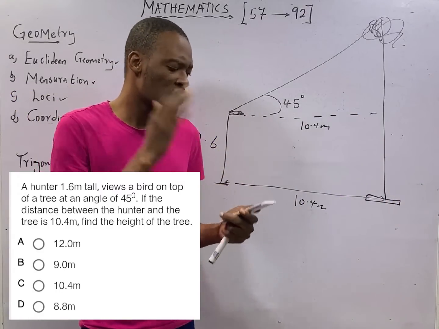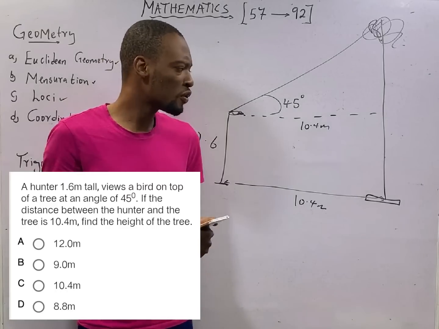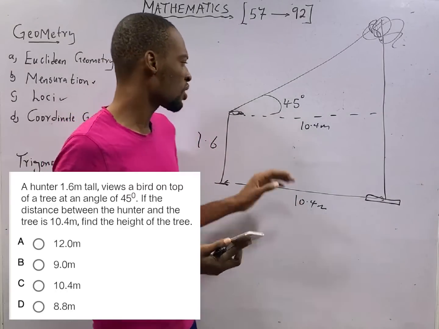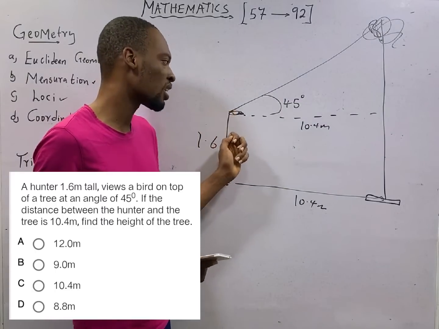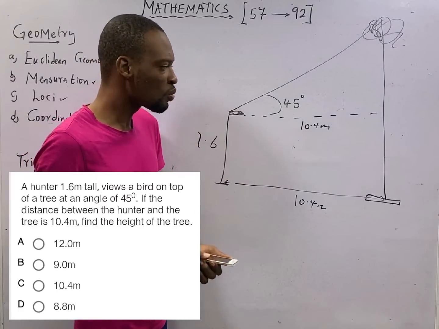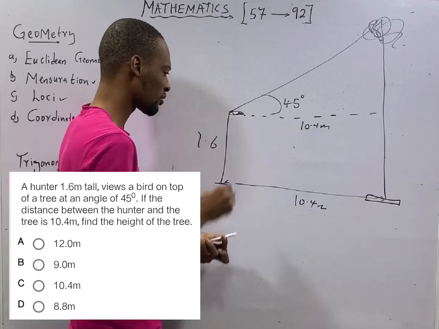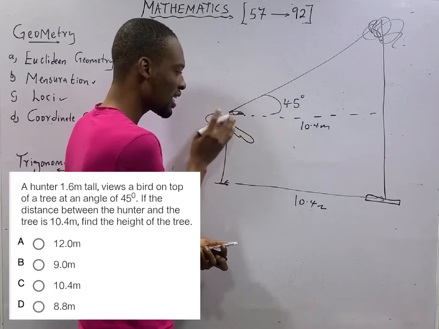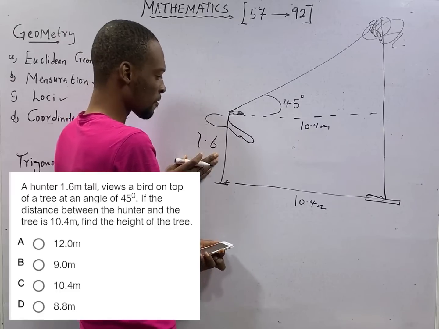This question requires high level of reasoning. You can see this diagram. This is the leg of the hunter. This is the eye of the hunter. And when we are talking about angle of elevation and depression, we deal with eye level. Now this is the height of the hunter, right? Eye level of the hunter, and this is the height of the hunter.